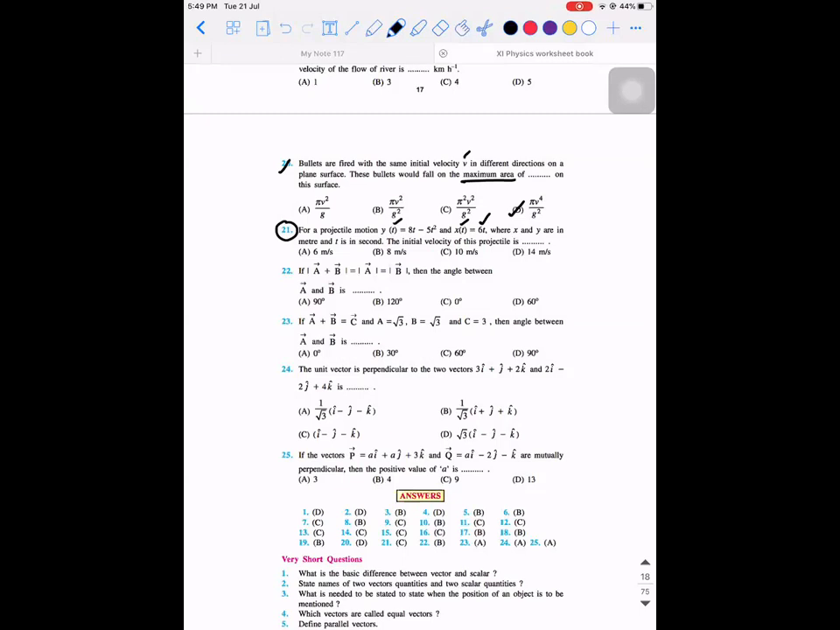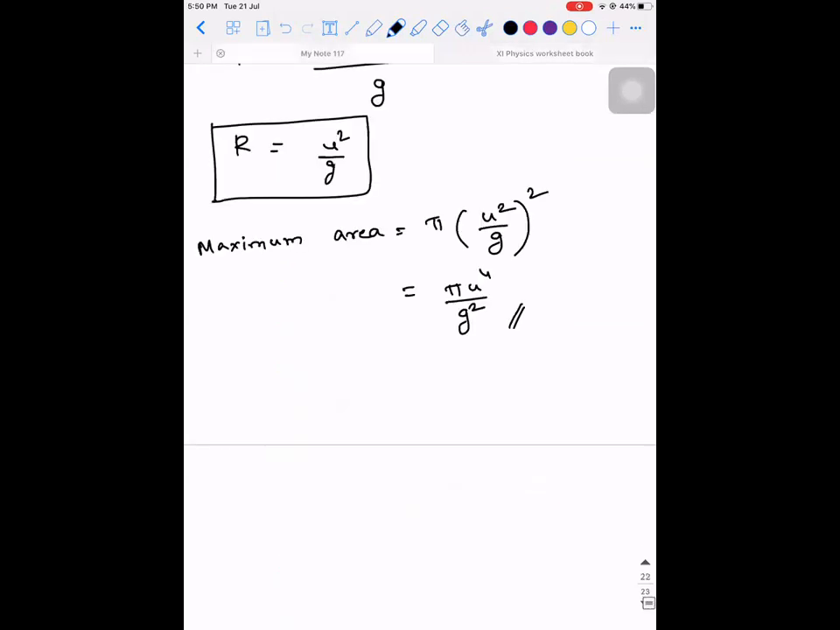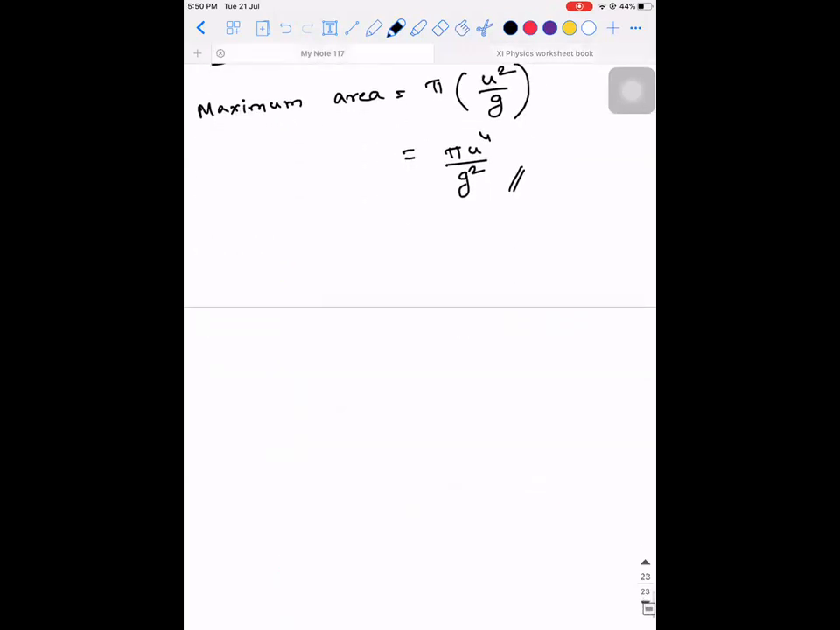Someone note down the equation. y is equal to 8t minus 5t square and x of t is equal to 60. They're asking the initial velocity. Question number is 21. So y of t is 8t minus 5t square. x of t is 60. Now they're asking the initial velocity. How to do this?